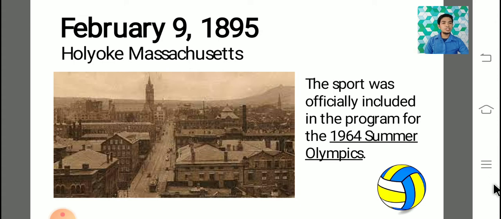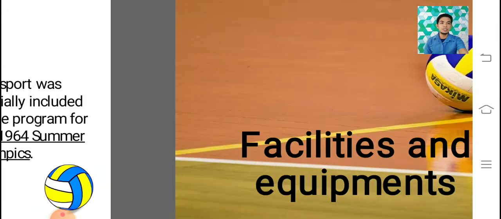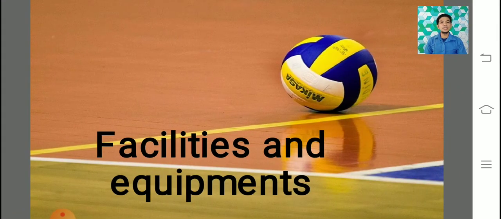And in 1964, the sport was officially included in the program of the Olympics. So yung taong 1964, nakasama na ang volleyball sa programa ng Olympic Games. Okay, siguro 1964 it was the Athens kasi doon yata unang nagkaroon ng Olympic Games. Now let's proceed to facilities and equipment of these sports.